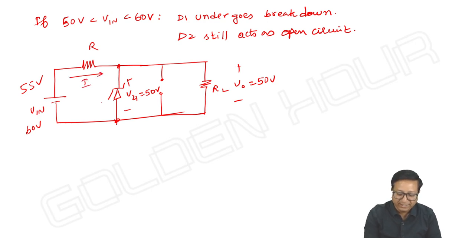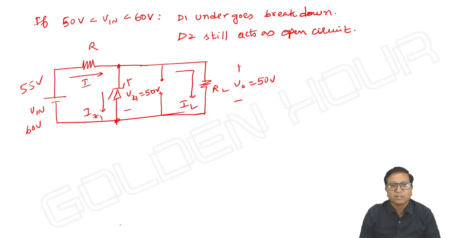Here this is I, and this current is IZ1, and this is IL. RL is fixed, IL is fixed, output is 50. Then if you increase V input, definitely I will increase, which makes IZ1 increase. But the voltage across the output terminals remains at 50 volts. There is no scope for output to go beyond 50.